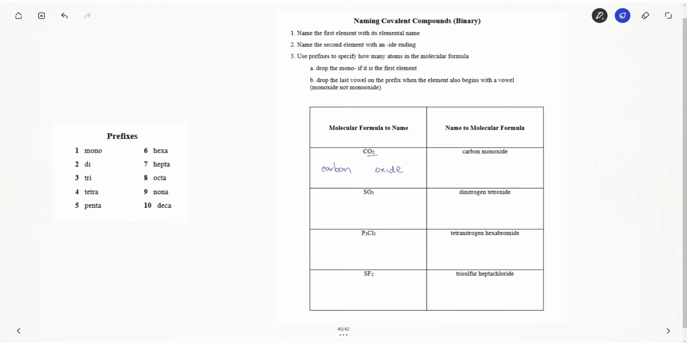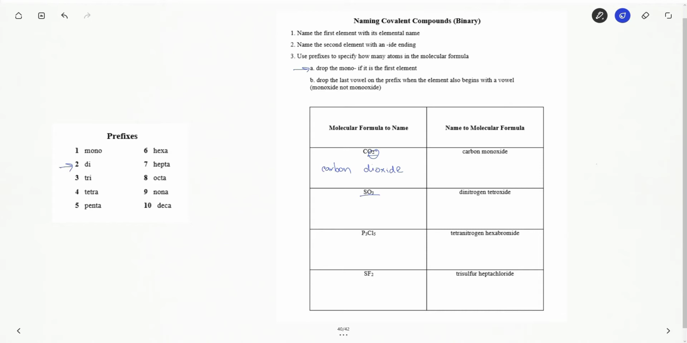If I look at my carbon, I see that I only have one carbon. Aha, this is actually one of my exceptions up here. I am not going to write mono. I am going to drop that mono. It is going to be understood. If I look at my oxygen, I see that I have two oxygens. My prefix for that is di, hence carbon dioxide. Let's move on to my second example.